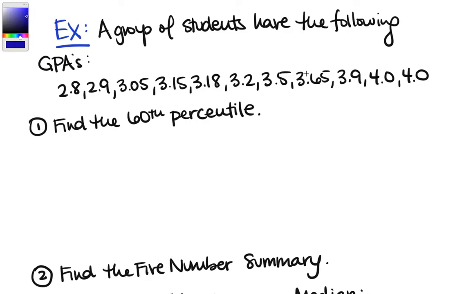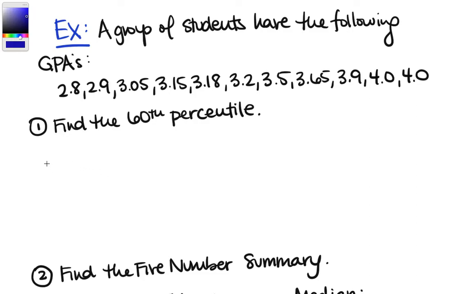It may give it to you all jumbled up, and then it may ask you to sort the data. But our data is already sorted, and what we want to do is find the 60th percentile. Remember, the 60th percentile means 60% of the data is at or below this score.